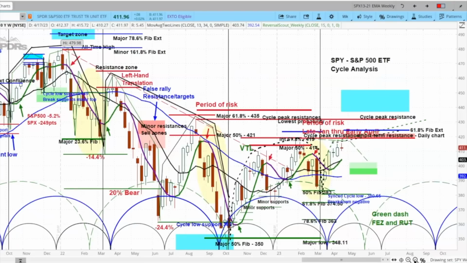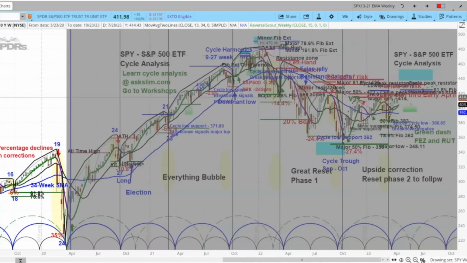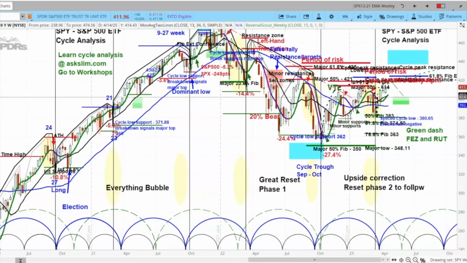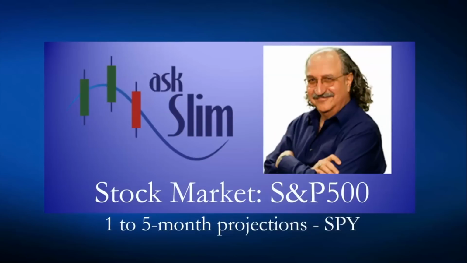And again, here is that cycle analysis going way, way back here to that very, very important buying panic, the everything bubble, the Great Reset Phase 1, and the upside correction that we see right now, which is likely to be followed by the Great Reset Phase 2. That comes late in the year and into next year. So that is a look at the 1 to 5 plus time frame there in the stock market. And I hope you found that extremely valuable.